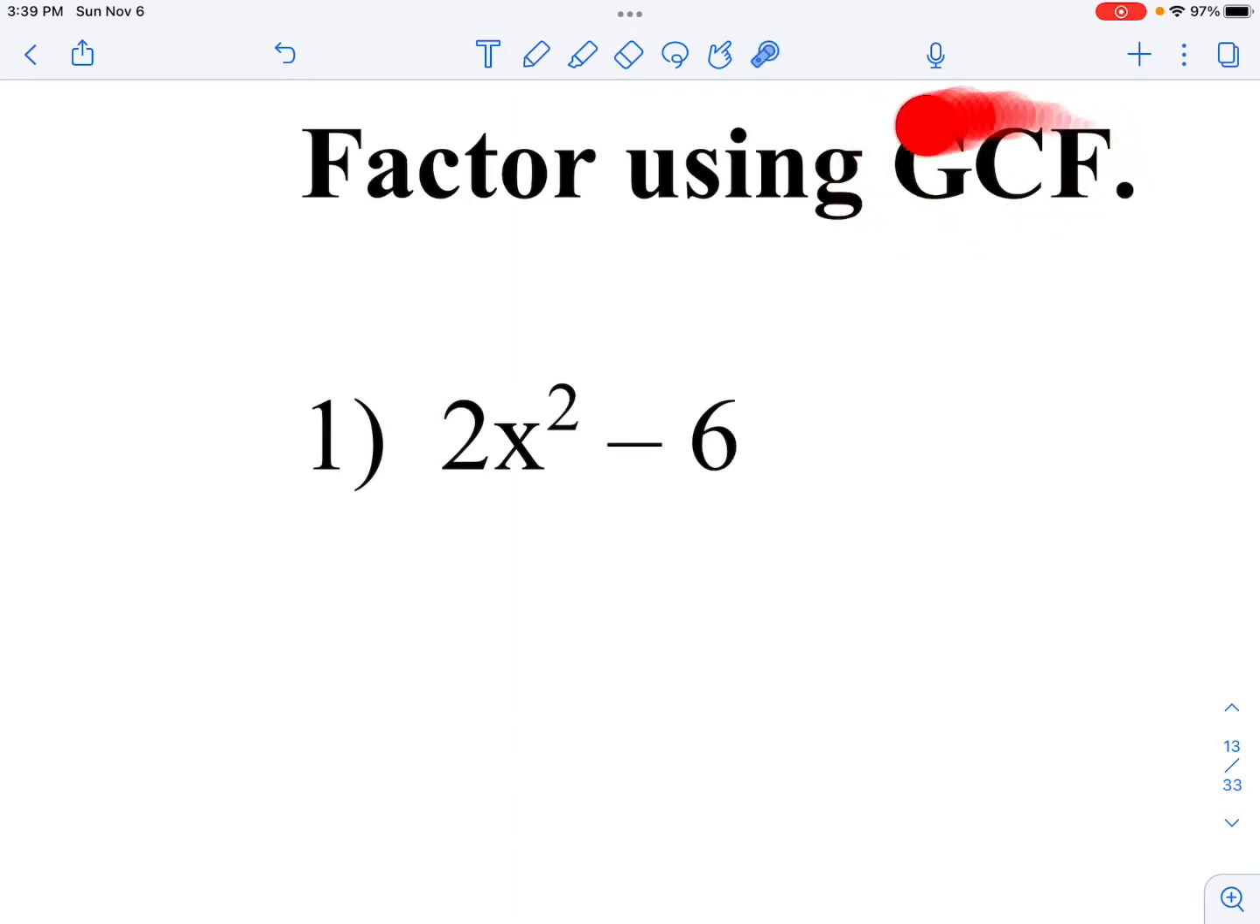When it asks you to do the GCF, you're just looking at 2 and 6. What number can you divide both of those by? You can take out a 2. And then there's an x squared here, but there's no x's here, so you can't get rid of any. So I'm just going to open up my parentheses.